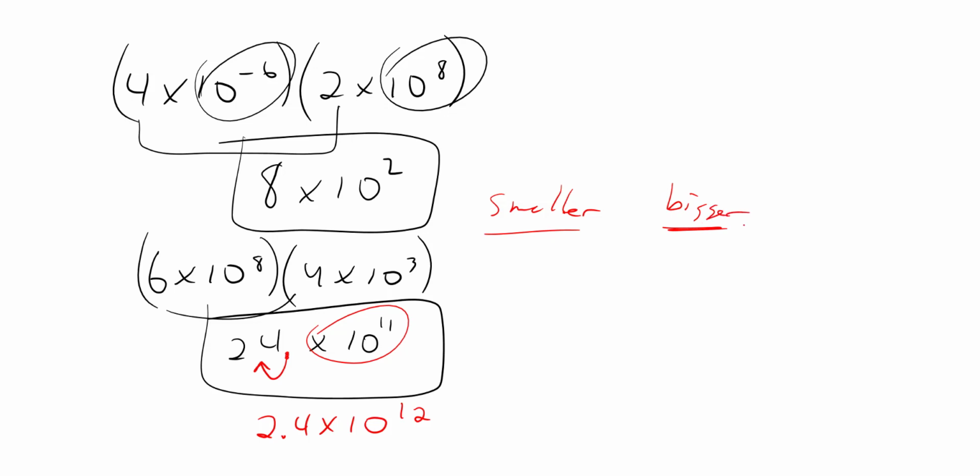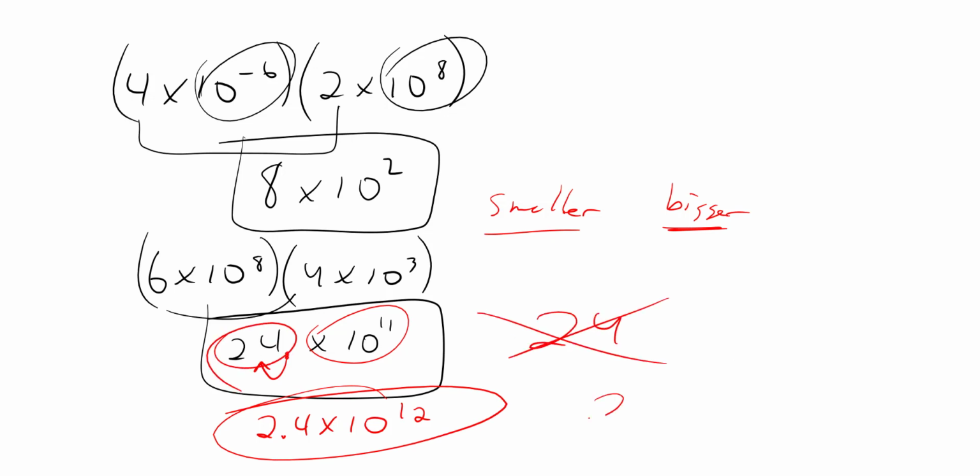Same, vice versa, bigger and then smaller. So it's 2.4 times 10 to the 12th is your answer. So again, do not leave it as 24. 24 is not scientific notation. It needs to be 2.4 and then times 10, in this case, times 10 to the 12th. Okay? Very, very, very important.